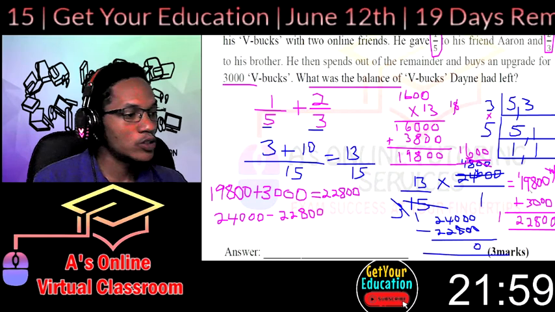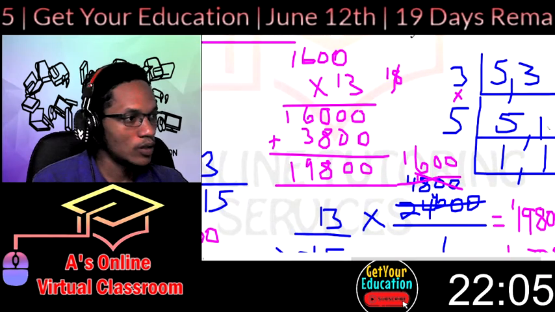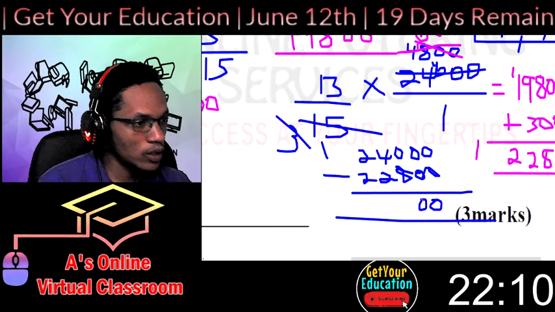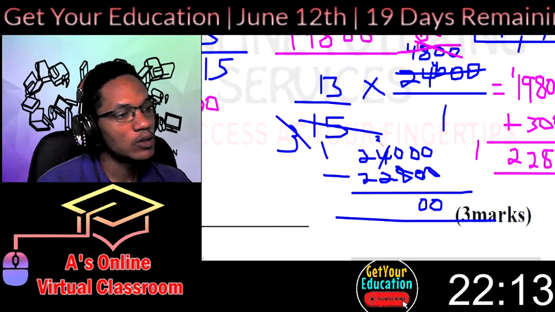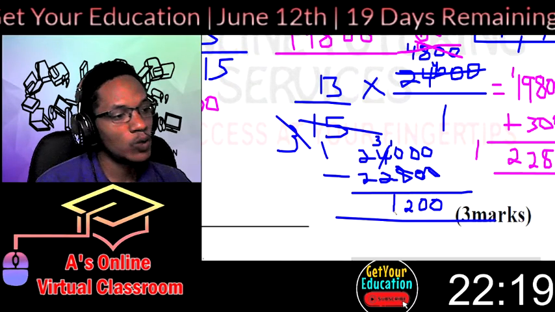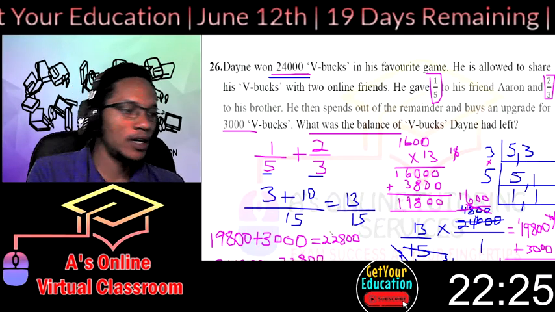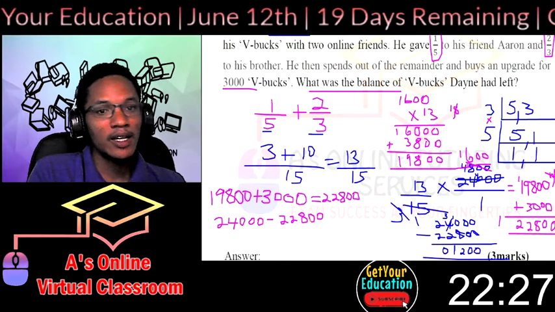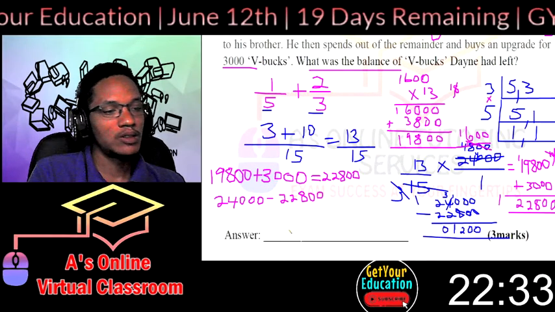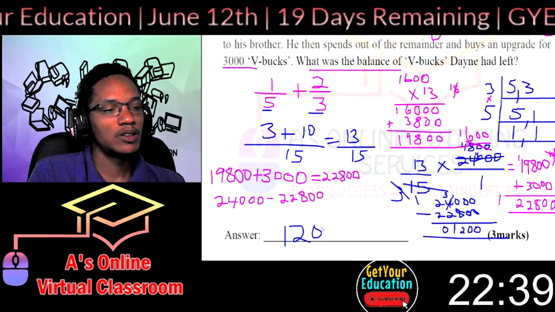So 0, take away 0. Let's get a little zoom so we can see this final working. Alright, 0 take away 0 is 0. 0 again. We have to borrow from the 4. So we now have 10 take away 8 is 2. 3 take away 2 is 1. And 0. So in total, at the very end of all his giving away and all his spending, he has 1,200 V-Bucks.